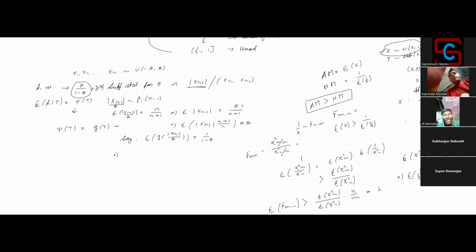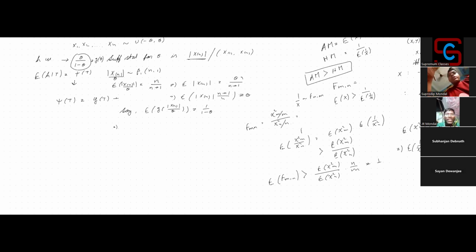This will be theta by 1 minus theta. This will be theta. You have written theta there. Okay, it's fine.